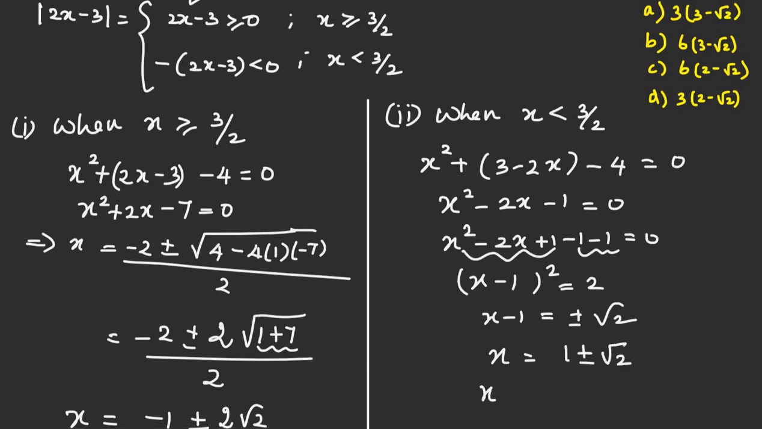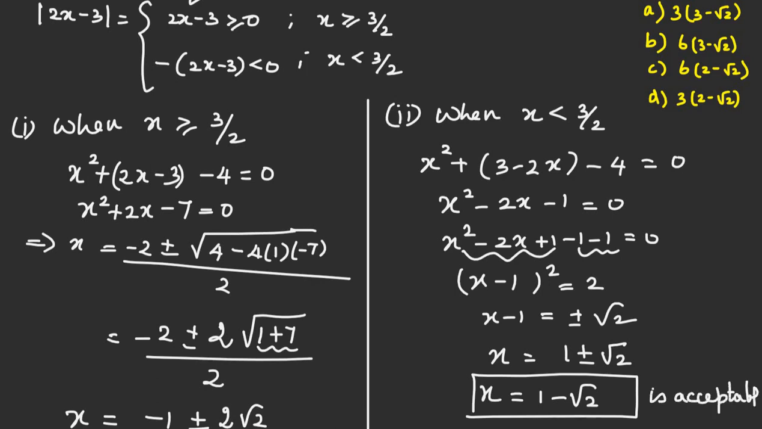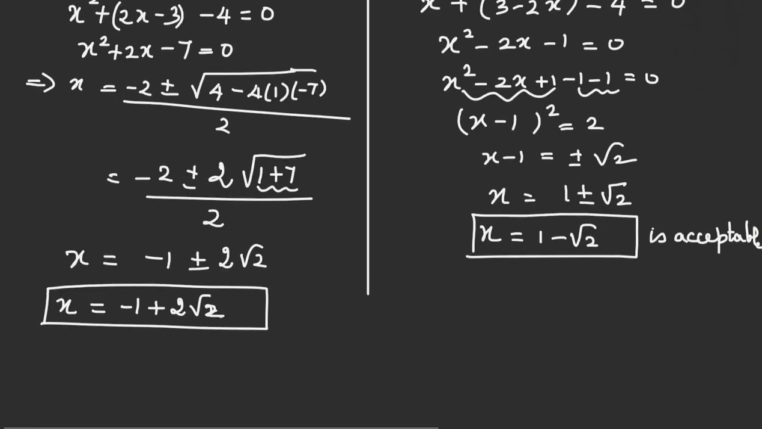But here x is equal to 1 minus root 2 only is acceptable because x is less than 3 by 2. So the two roots here are 2 root 2 minus 1 when x is greater than or equal to 3 by 2, and x is equal to 1 minus root 2 when x is less than 3 by 2.